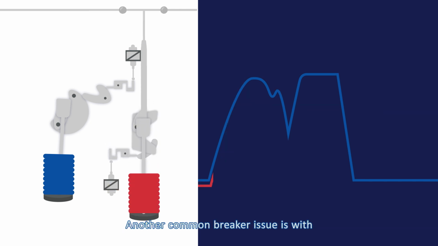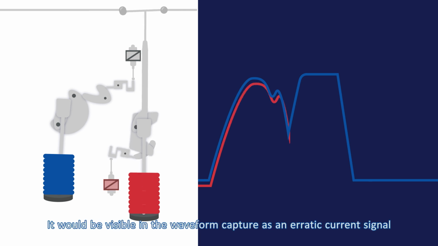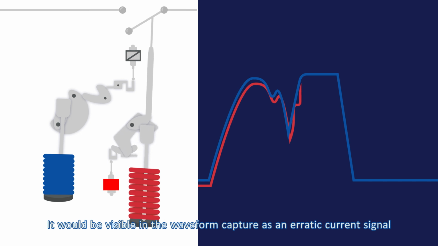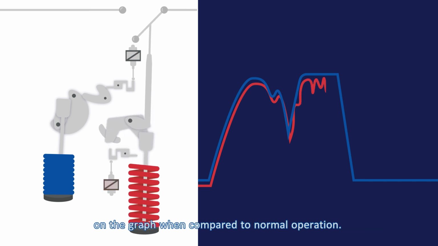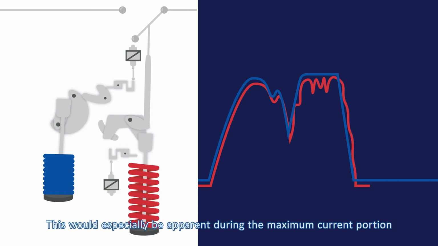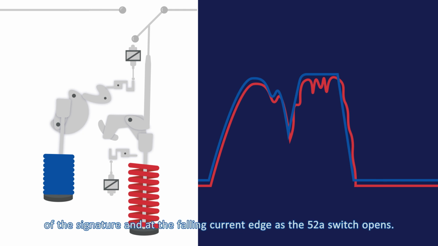Another common breaker issue is with wiring connections or contacts within the trip circuit. It would be visible in the waveform capture as an erratic current signal on the graph when compared to normal operation. This would especially be apparent during the maximum current portion of the signature and at the falling current edge as the 52A switch opens.